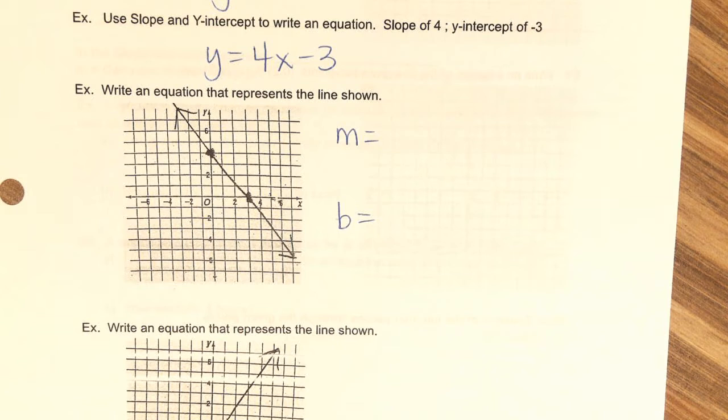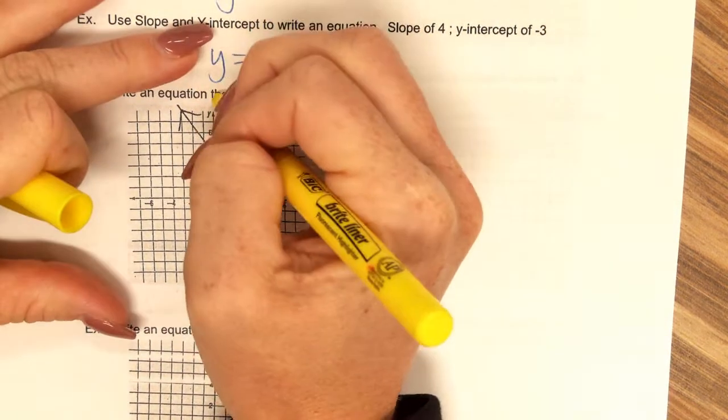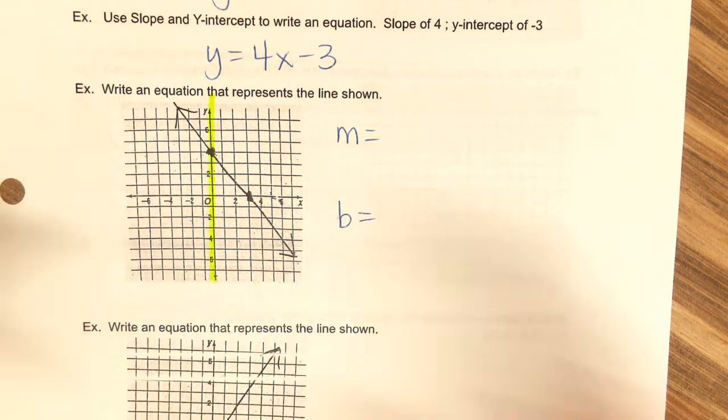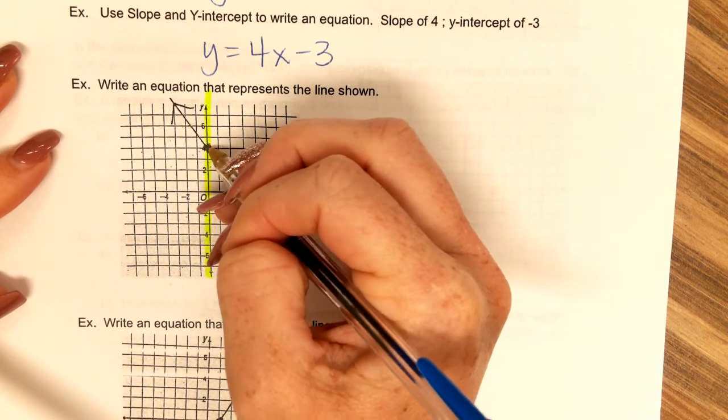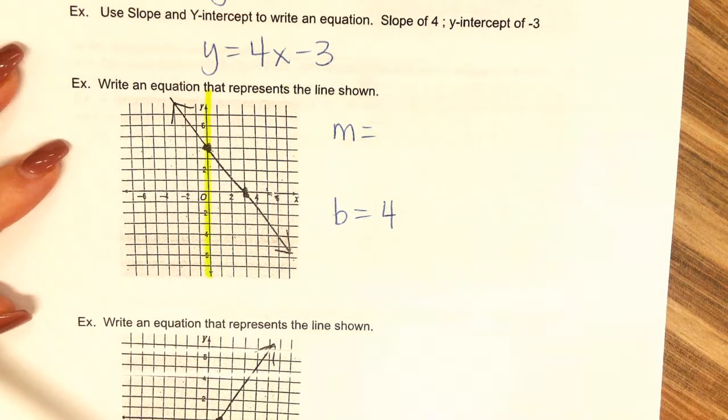All right, let's find the y-intercept first. Remember, the y-intercept is where the line crosses the y-axis. So where is this line crossing the y-axis at? 4. At 4, right there. Positive 4.